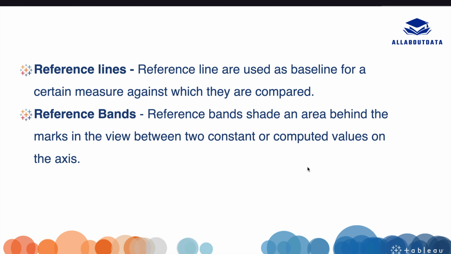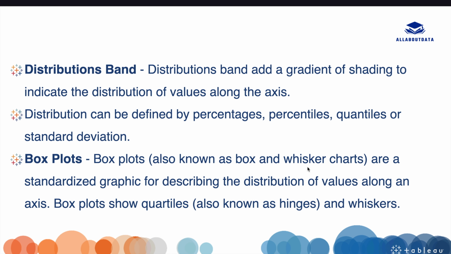Reference band. So reference band basically adds a shaded area behind the marks between two constant or computed values. In reference line, we are adding only one single line, and in reference band, we add two lines with a shaded area. Okay. Distribution band. Distribution band also adds a shaded area which indicates the distribution of value along the axis. So distribution can be defined by percentage, percentile, quantiles or standard deviation.